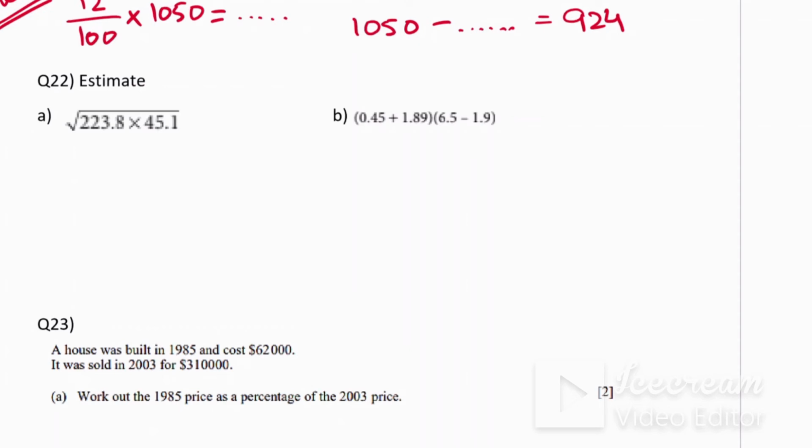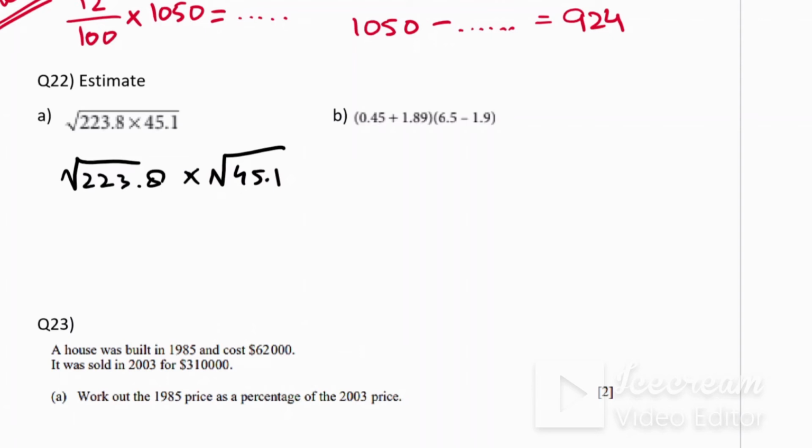We can write this question in this manner: under root 223.8 multiply under root 45.1. In case of multiply and divide, you can break the roots here like this. Now 223 cannot come out from the root. We know that 223 is not a square number, so we have to find the nearest square number of 223.